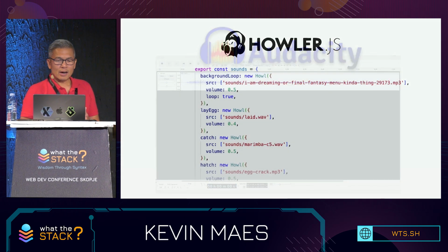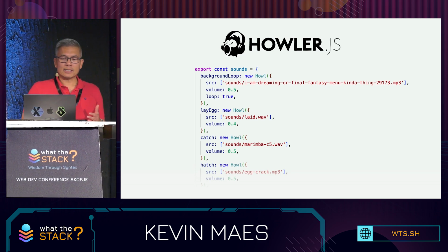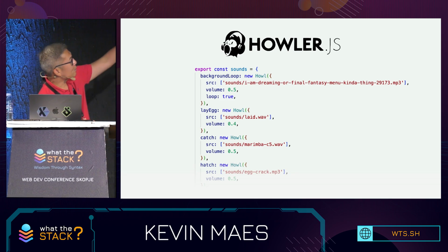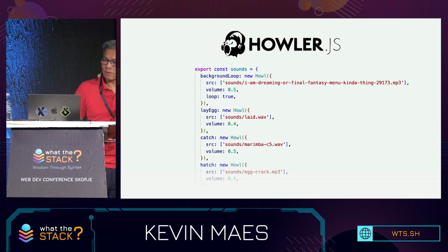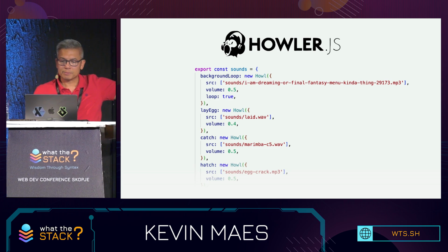I used Howler.js to add the sounds to the game. And that makes it really easy to import them and control the audio files. Here you see there's a music clip that loops, and there's other individual sound effects, each with their own volume setting. You can even create audio sprites.